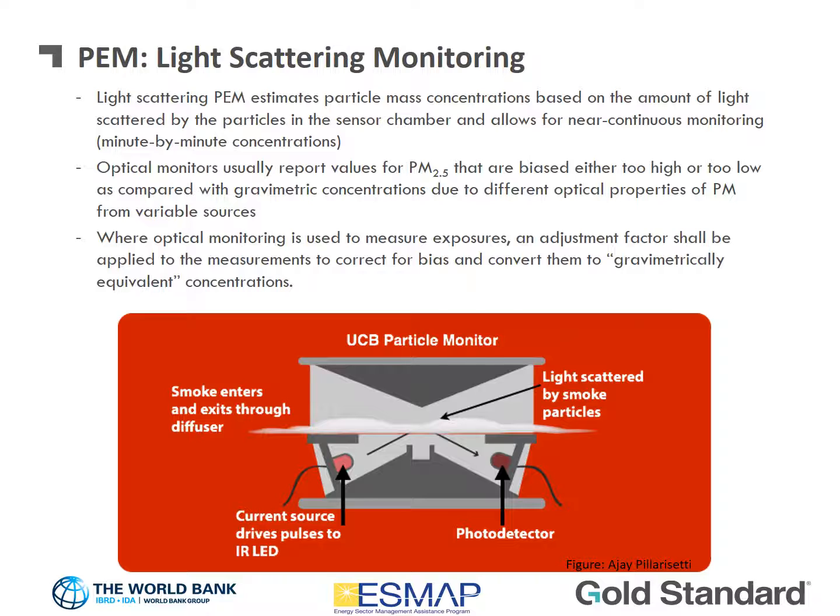And because of this continuous measurement, it allows for minute-by-minute concentrations to be recorded. That said, there are typically high or low biases that are observed with this kind of light scattering device because of differences in particle size, shape, color, etc. And so because of that, a co-located subset of gravimetric and light scattering measurements are recommended so that a coefficient can be applied to optical measurements to yield a gravimetrically equivalent concentration of PEM.